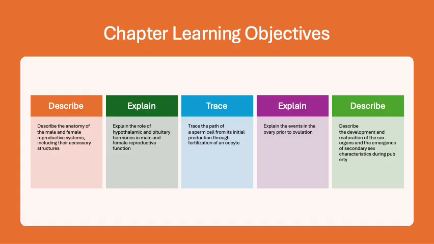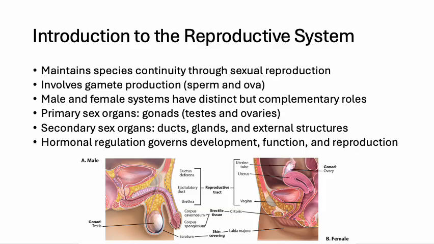You'll be expected to trace the journey of sperm cells from their origin in the testes all the way to the potential fertilization in the uterine tubes. We'll also cover the cyclical events in the ovaries that lead up to ovulation, including follicle development. Finally, we'll discuss the major physical and hormonal changes that occur during puberty, how the reproductive organs mature, and how secondary sex characteristics begin to appear. Keep these objectives in mind as we move through the material.